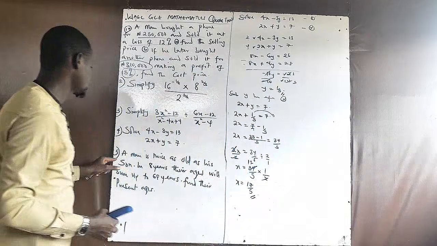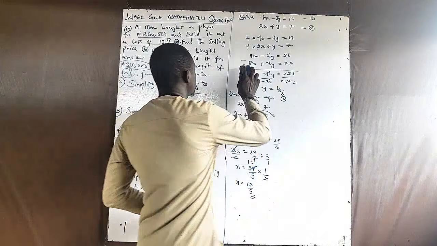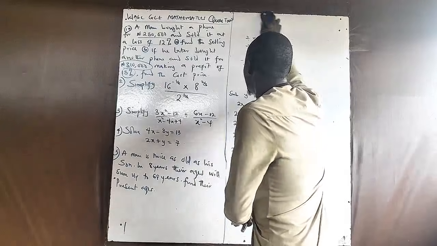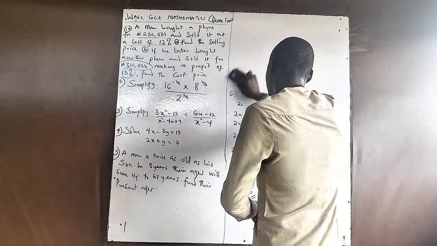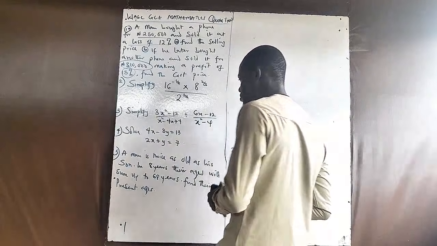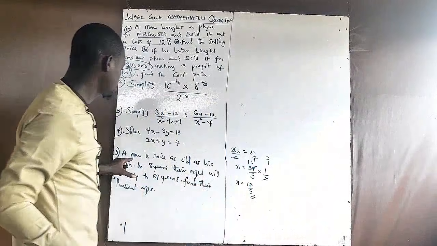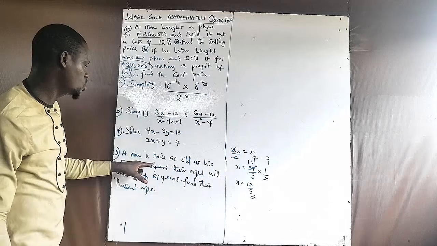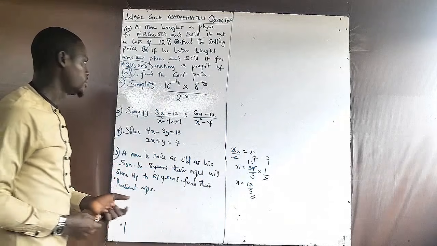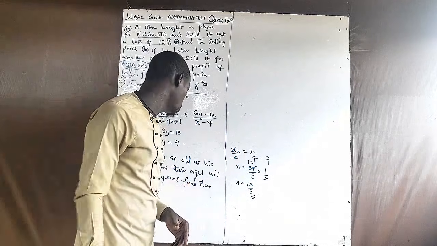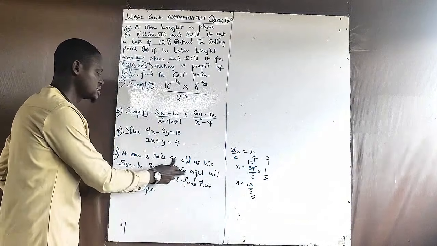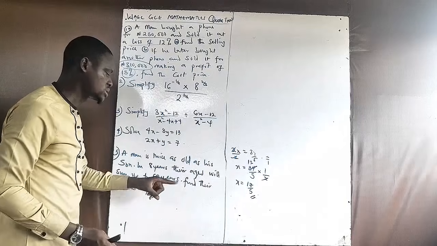Now let's move on to the fifth question. This fifth question is under word problem. Now let's take a look at it one after the other. In this question, they said a man is twice as old as his son. In 8 years, their ages will sum up to 68 years.